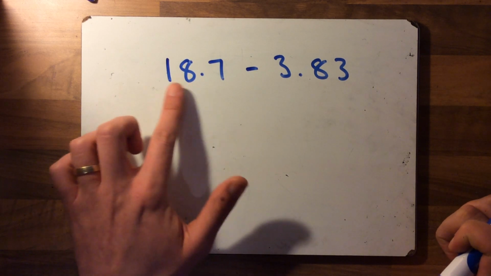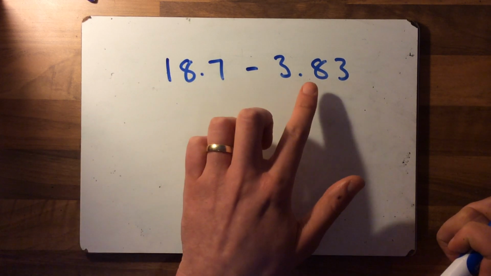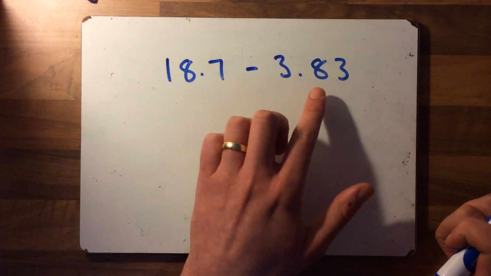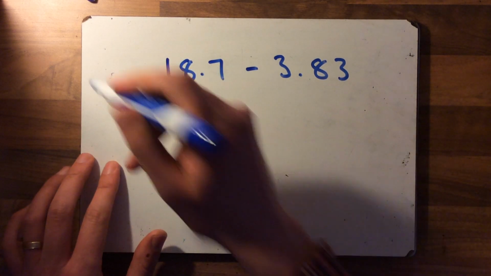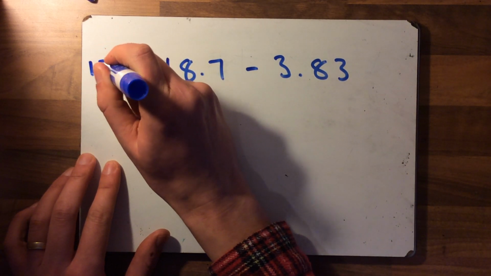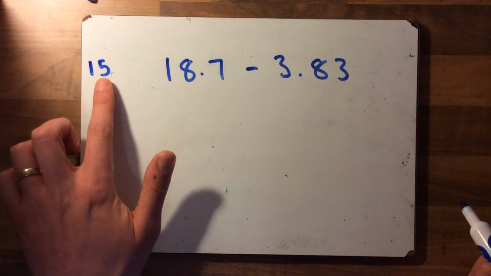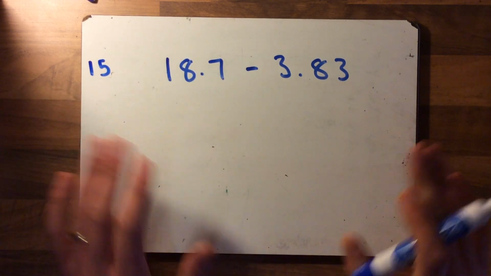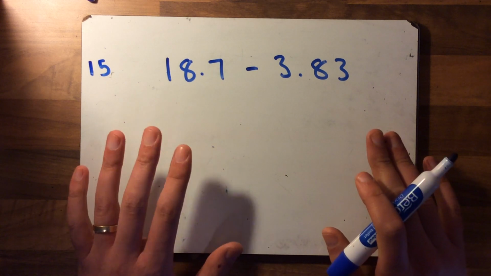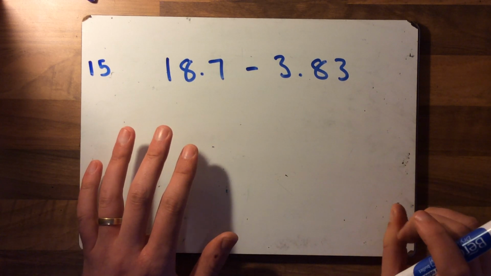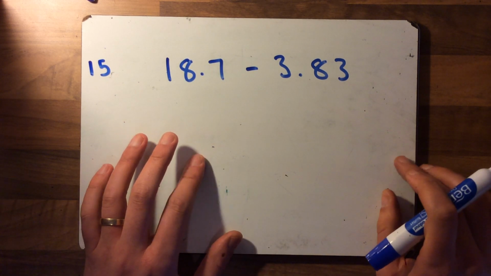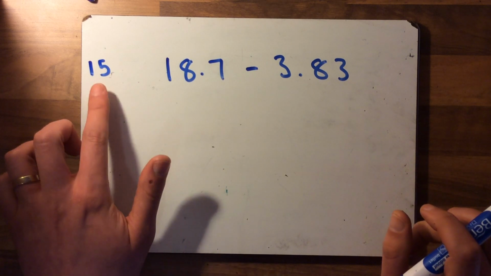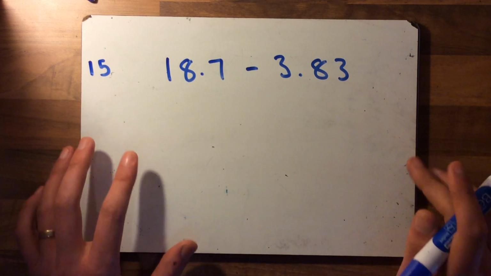So this number is quite close to 19, isn't it? This number is quite close to 4. So 19 take away 4 is 15. So ideally our answer should be somewhere around 15. It's not going to be exactly 15 because we're not working with whole numbers, we're not working with integers here, we're working with numbers with decimal places. But our answer should be close-ish to 15.